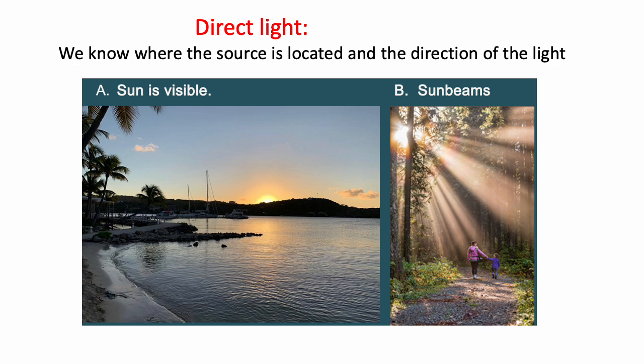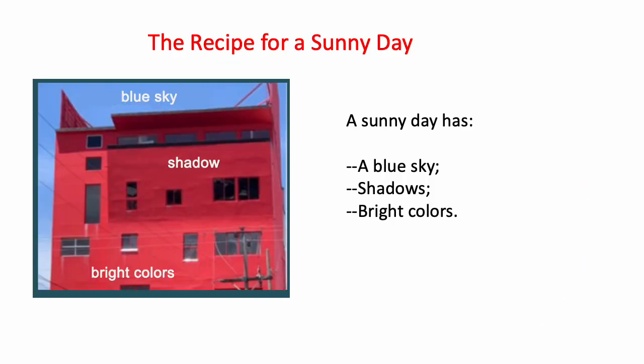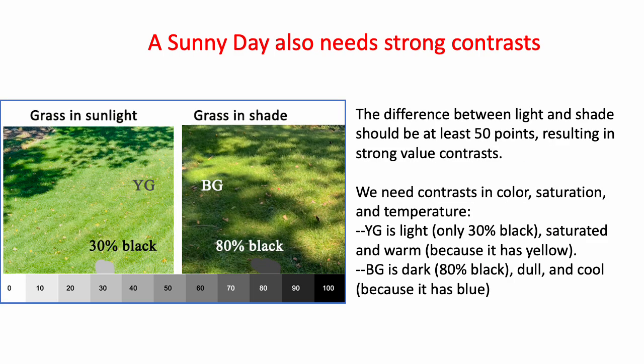A sunny day requires direct light, where we know where the source is located and the direction of the light. The easiest is if we see the sun or if we see sunbeams that tell us the direction of light. But most of the time, we don't have that. A recipe for a sunny day includes a blue sky, shadows, and bright colors. And the most common mistake is to make the colors too dull so the painting doesn't read as a sunny day. A sunny day also needs strong contrasts, and the most important contrast is with values.